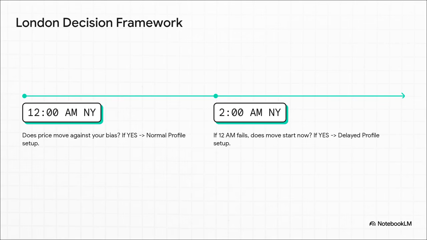At 12 a.m. New York time, you ask yourself one simple question: is the market moving against my higher time frame bias? If the answer is yes, you are potentially in a normal profile setup. If the answer is no, you do nothing. You wait. Then, at 2 a.m., you ask the exact same question again. If the move against your bias starts now, you're looking at a delayed profile. It is truly that straightforward.